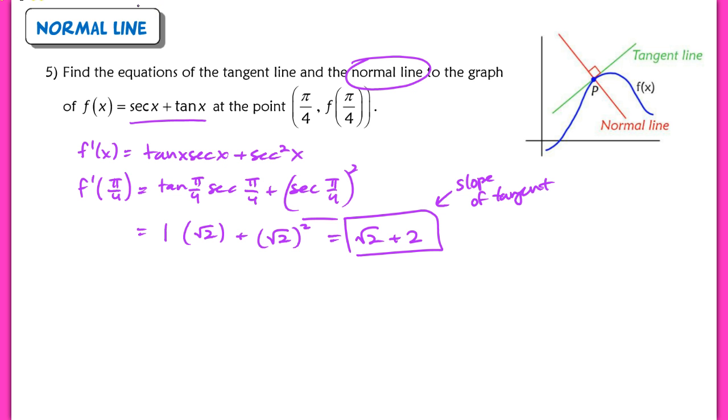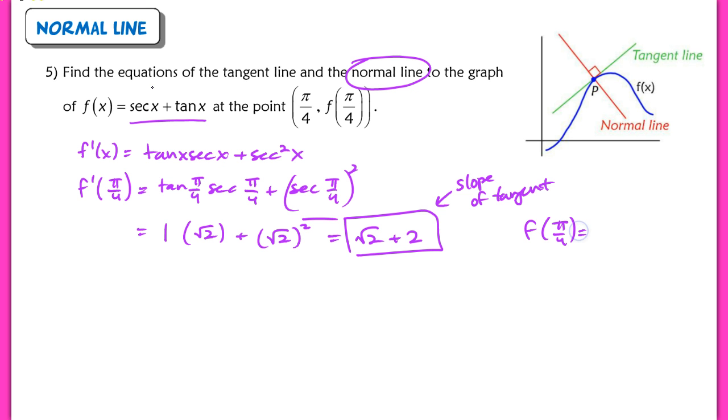Now, in order to write the equation of our tangent line, we need to have the slope, which we just found, but we also need to have a point that lies on that tangent line. Well, we should already know that this point here lies both on the graph and on your tangent. So what we have to do is figure out this f of pi over 4, because we don't know the y value. Sometimes they just give it to you, but here we don't know it. So what we'll have to do is find f of pi over 4.